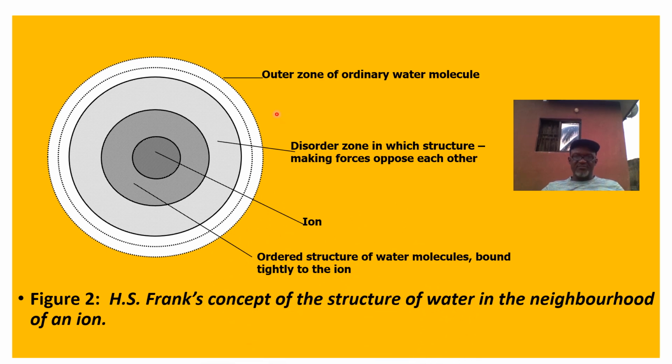This is a diagram. Look at the ion. Look at the structure of water molecules bound tightly to the ion. We have the disorder, where structure making forces oppose each other. Then we have the outer zone where ordinary water molecules are, and the effect of the ion is not felt here.